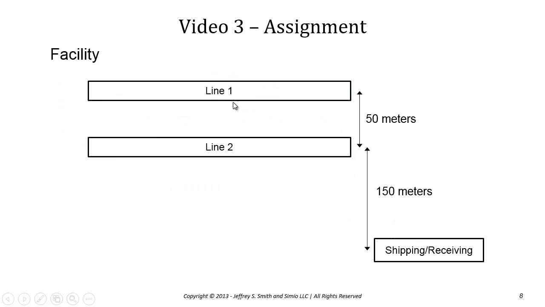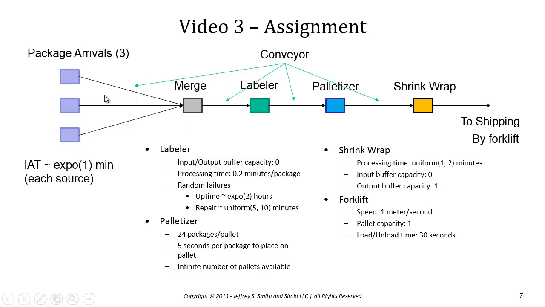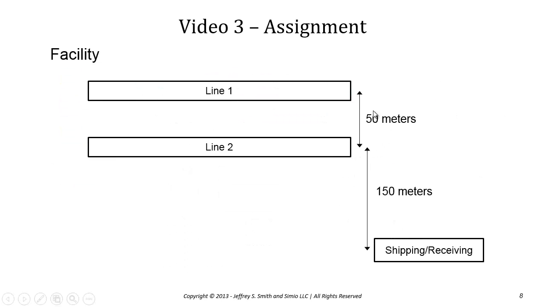So our facility that we're modeling actually includes two parallel lines. These are two lines that are identical, both specified here in this slide, and the distances here are 50 meters between the shrink wrap of line 1 and the shrink wrap of line 2, and 150 meters from the shrink wrap of line 2 to shipping and receiving.